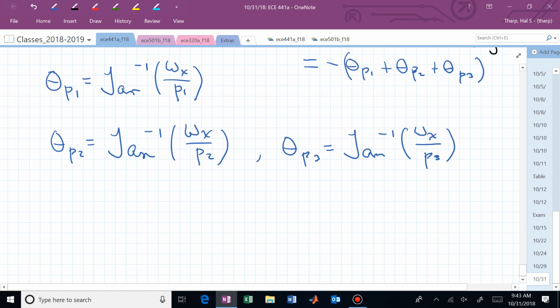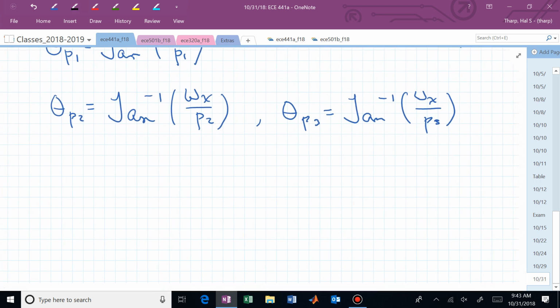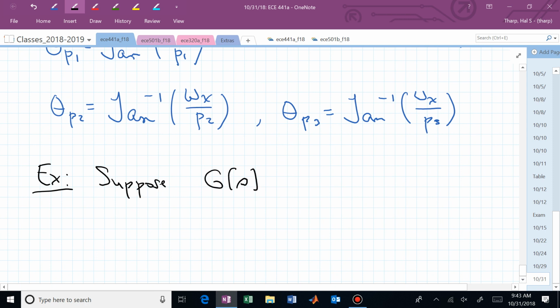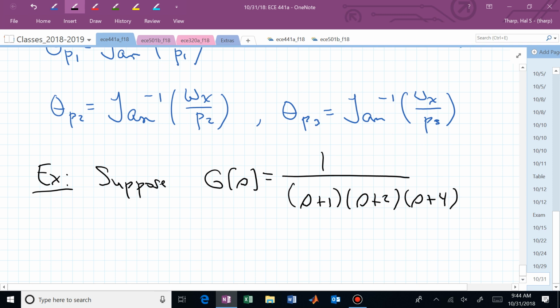So let's put this into a specific example. Suppose that we now are given a g of s that's 1 over s plus 1, s plus 2, s plus 4.